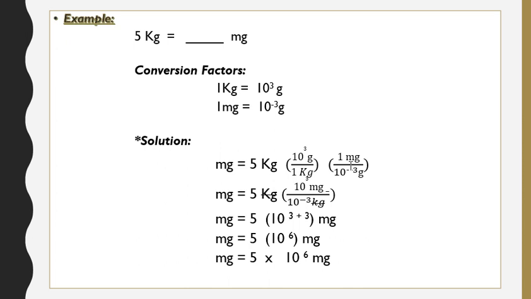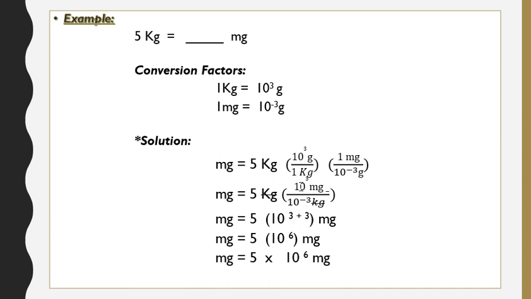Next, we have another conversion factor, 1 milligram over 10 to the power of negative 3 gram. So take note again, these are what we call conversion factors. We get this one from the equivalent table. Now, let's proceed. So again, copy 5 kilogram, 10 to the power of 3 gram, multiply it with 1 milligram.